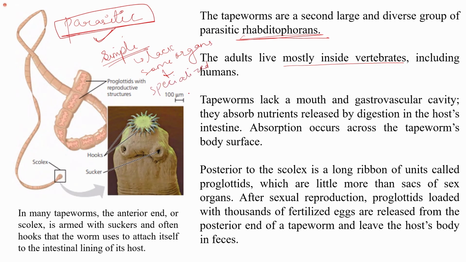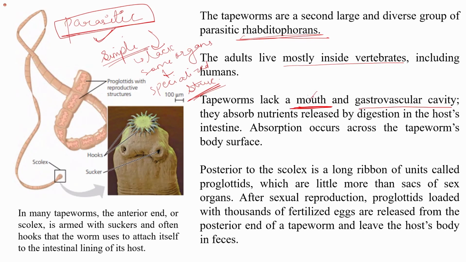So instead of that, they have some specialized structures that we will see. These are the parasitic adaptations of these organisms, because they have to reside inside another organism, and therefore they have to modify themselves according to their environment. So unlike planarians, these tapeworms lack a mouth and gastrovascular cavity.